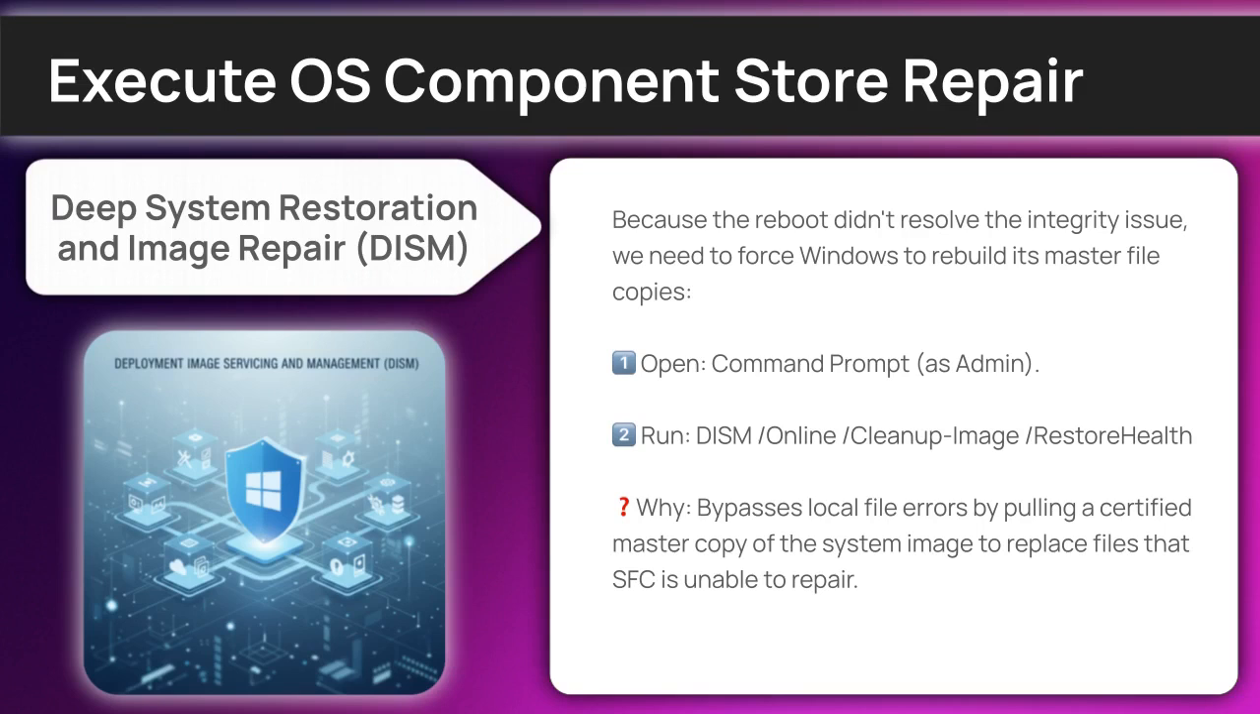Because the reboot didn't resolve the integrity issue, we need to force Windows to rebuild its master file copies. First, open Command Prompt as admin. Second, you're going to type dism /online /cleanup-image /restorehealth, then hit enter. Why are we doing this? Well, it bypasses local file errors by pulling a certified master copy of the system image to replace files that SFC is unable to repair.